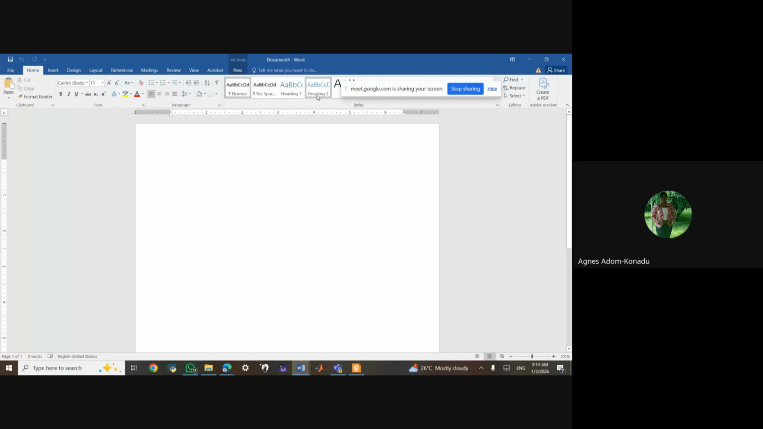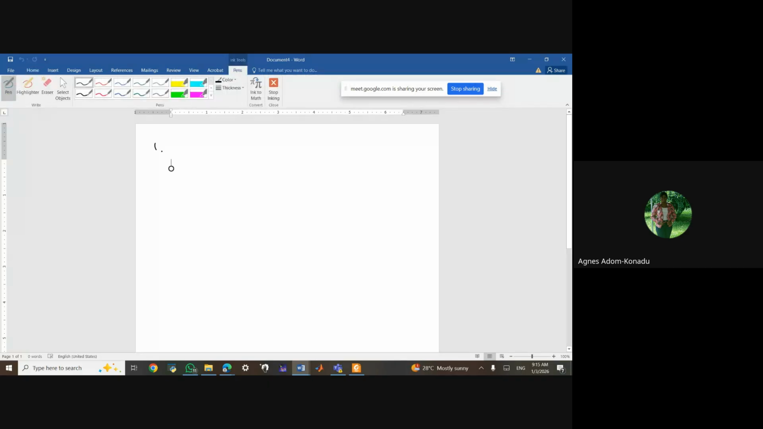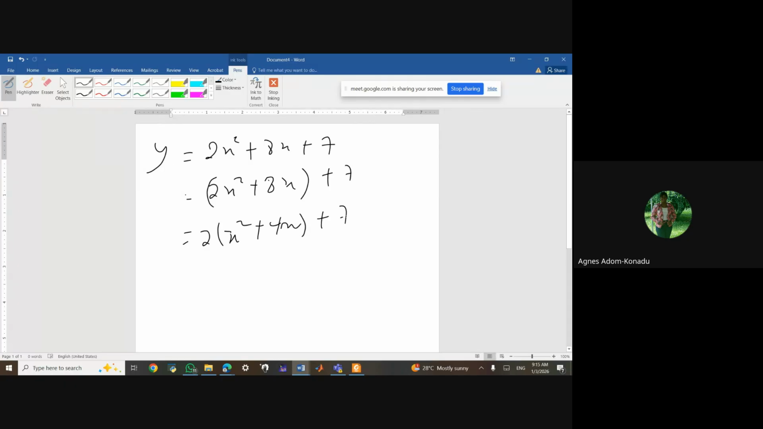Okay, so let's start. I have y equals 2x squared plus 8x plus 7. I'll write this as 2x squared plus 8x in a bracket, plus 7. Then I factorize 2 out: 2 into x squared plus 4x plus 7. It's the same thing, I've not done anything. Now I want to start with the completing of squares.